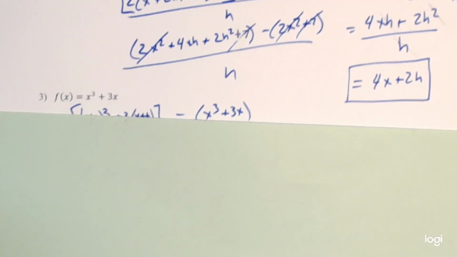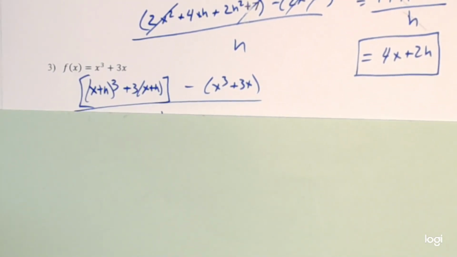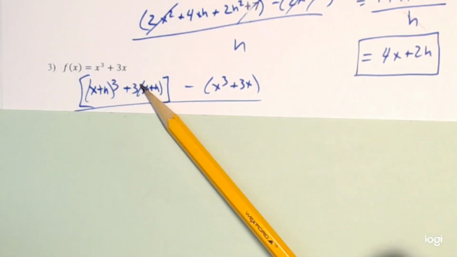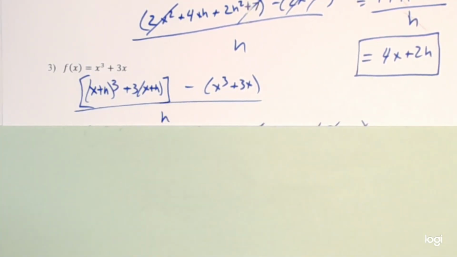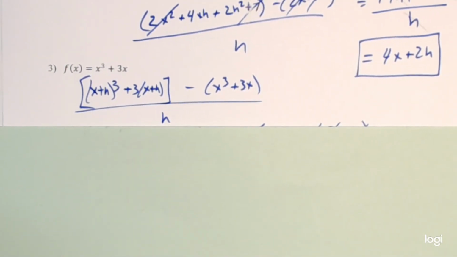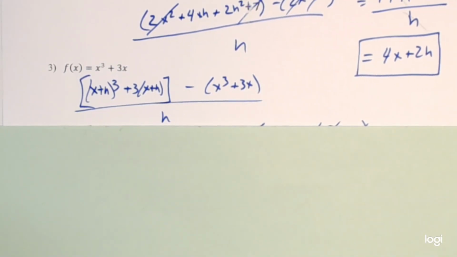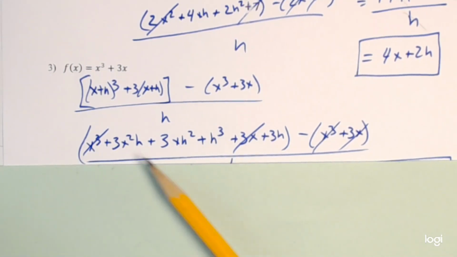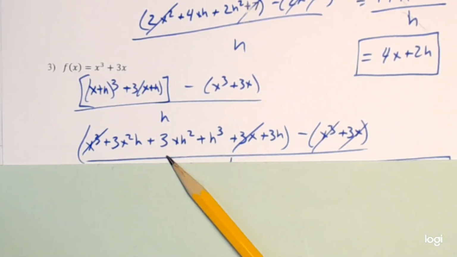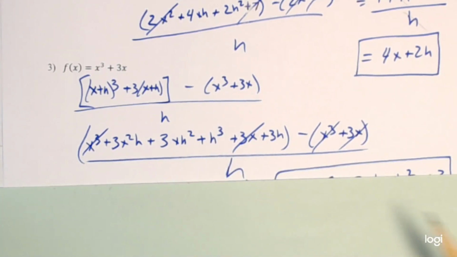Notice x plus h got in for both x's. Notice my use of the brackets and parentheses again. F of x plus h is staying separate from f of x. Eventually that subtraction will help us cancel. Cubing out my x plus h cubed. Notice again the parentheses separating the f of x plus h and the f of x.